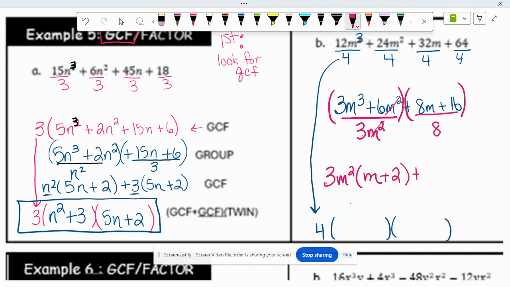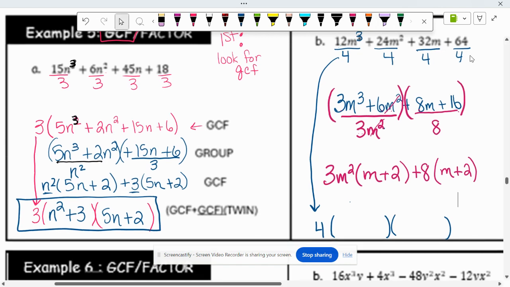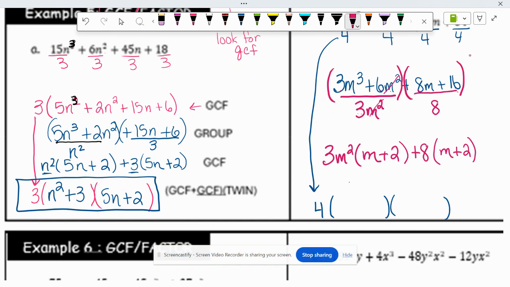I'm going to pull down my plus 8. That's my other GCF. Let's see. 8m divided by 8 just leaves me with m. And 16 divided by 8 is a positive 2. So my final answer, final factored form, well, there's the 4 that I pulled out originally. My GCF plus my GCF is perfect. And my twin, perfect.